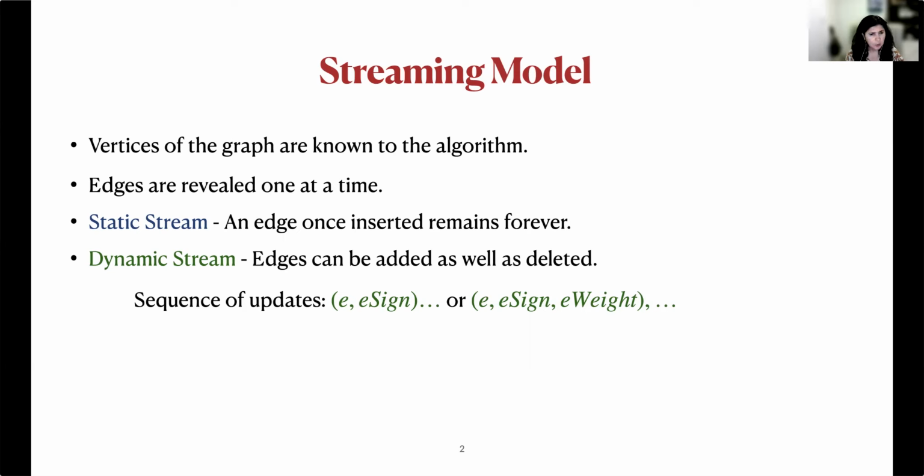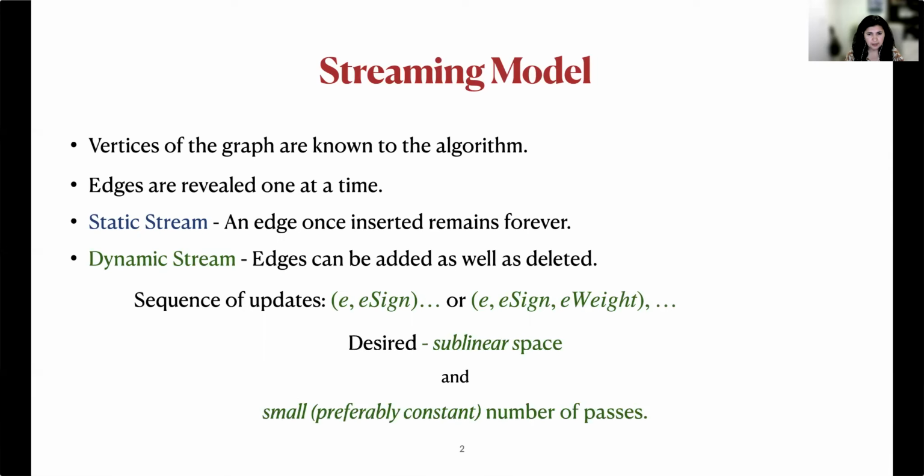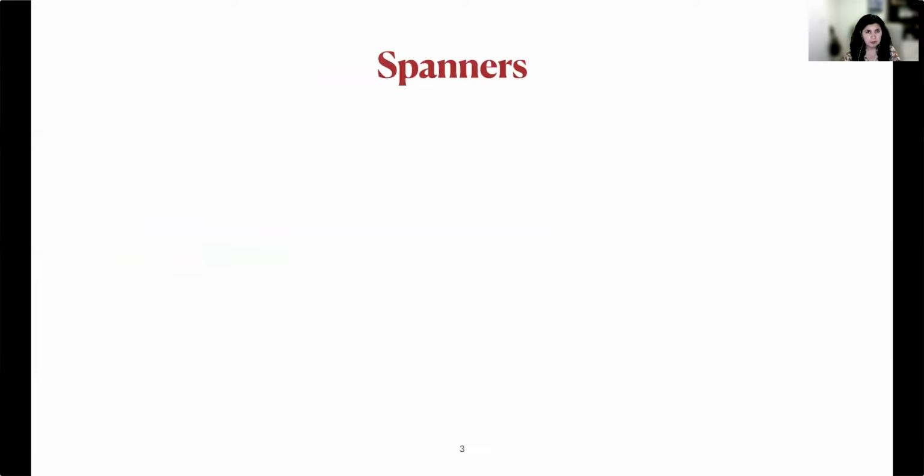Now, typically, one is allowed to make multiple passes through the stream, and it is desired that the graph streaming algorithm should solve the problem at hand by using space which is sublinear in the number of edges and by making a small, preferably a constant number of passes through the stream. Now, to solve the problem, we build structures such as spanners and hopsets. So I'll go over the definitions of these structures.